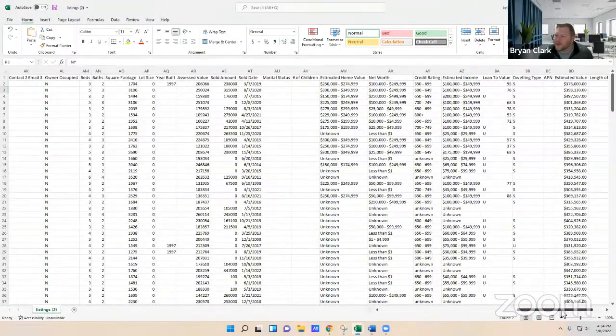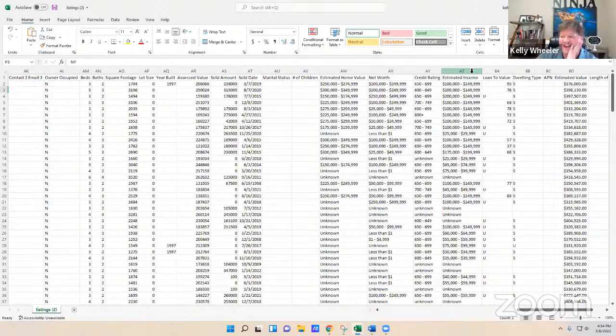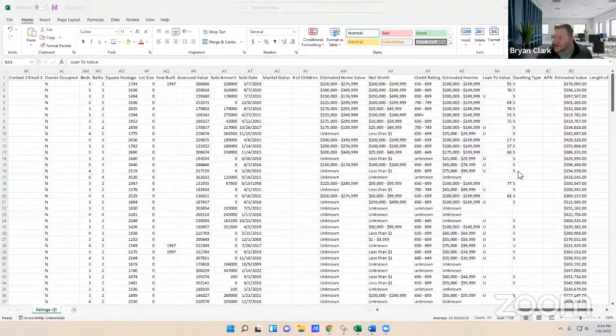Then we've also got square footage on the home, when it was built, the last time that it was sold, the sold amount, right? Estimated home value, the net worth of that homeowner. You also get the credit rating estimated for that homeowner and their estimated income. You see the loan to value that they have on the home. So I'm seeing a couple of people on this list at 37 LTV. That's somebody that has a massive amount of equity in their property, and they're going to walk away with a lot of cash if they sell this thing. And then, of course, the estimated value there at the end.